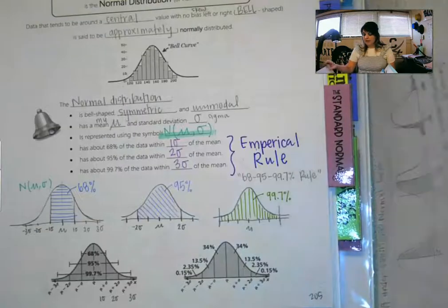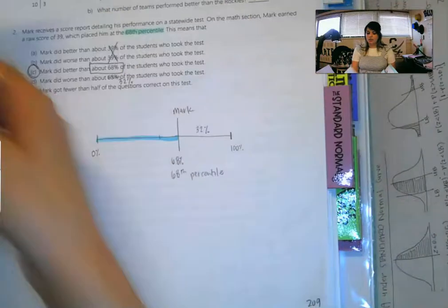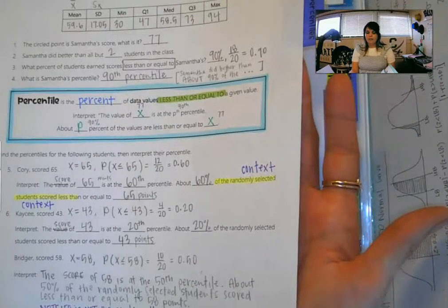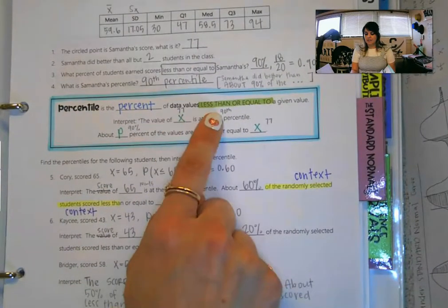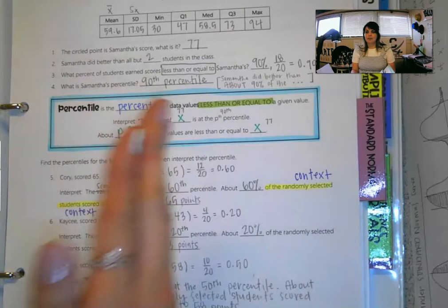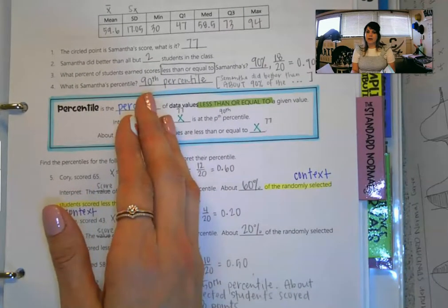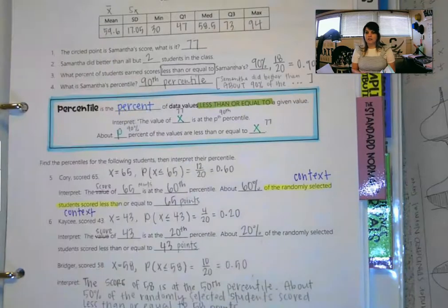Then the last thing that we went into in this unit is percentiles, and your AP classroom defines percentiles as the percent of data values less than or equal to a given value. So if we're asking what percentile your test score is in, what you would find is how many people scored lower than you, essentially.